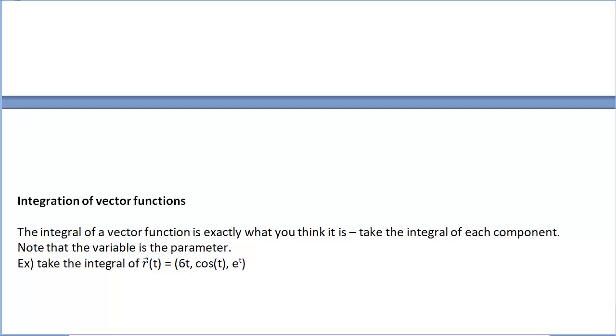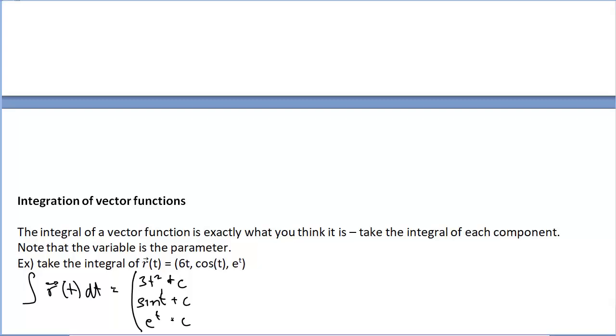Let's integrate that. So I can just write down the answer, but let me also introduce the notation. It's going to be the integral of the r vector t dt equals, and in the first component, we're going to have 3t squared, and it's going to be plus a constant. And then the second one is going to be sine t, also plus a constant. And then the third one is going to be e to the t plus a constant.